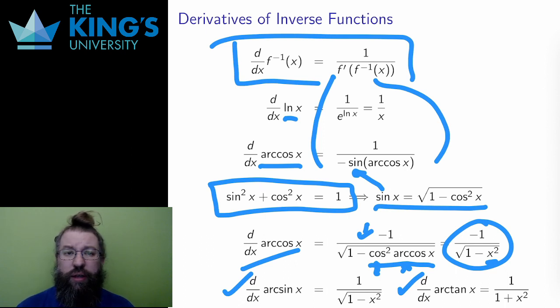Also, these derivatives are a bit notable and surprising. The derivatives of trig functions are other trig functions, but the derivatives of the inverse trig functions are strange, with these square roots and the 1 plus or minus x squared. This is a bit curious and a bit odd.